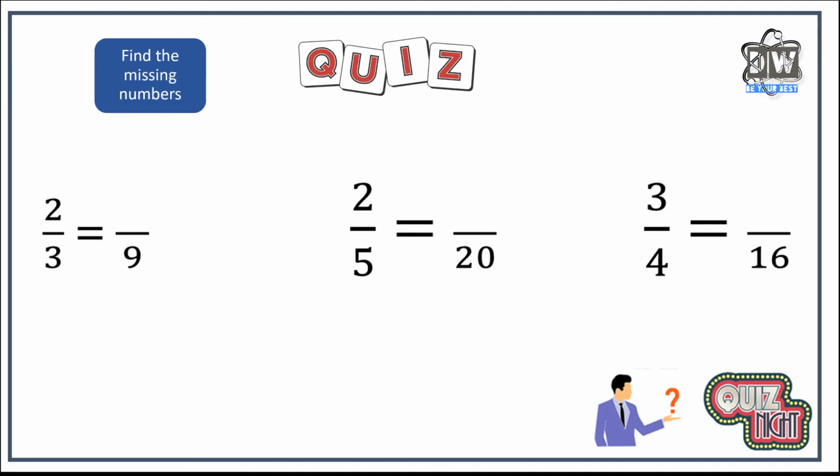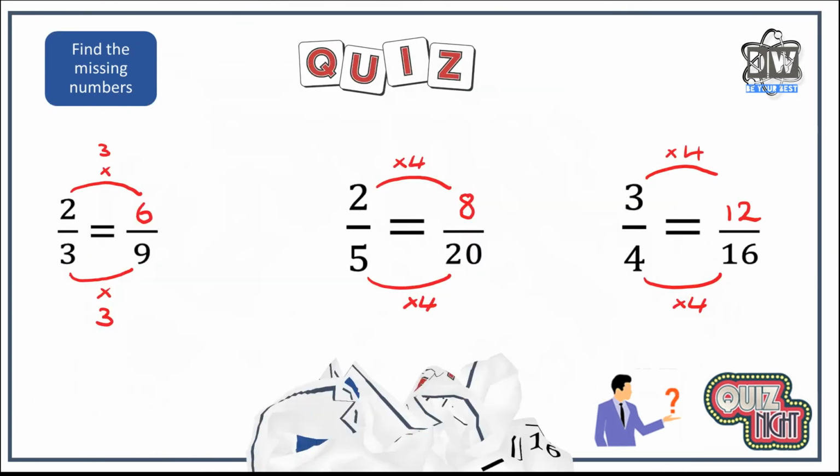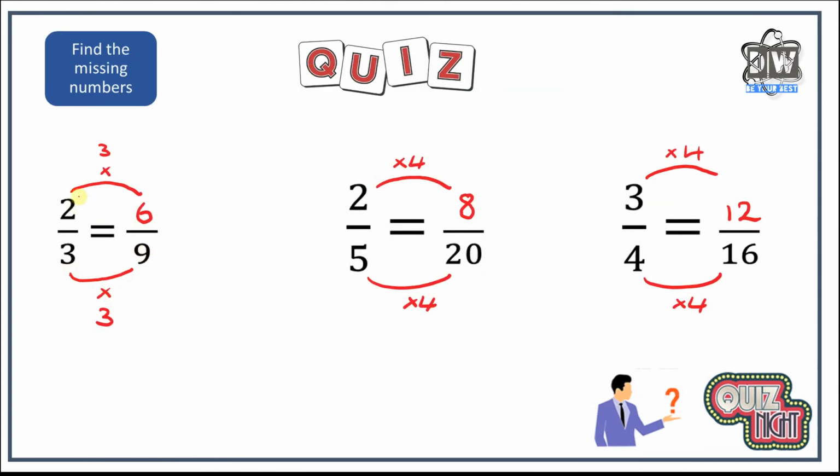Okay, so here goes the answers, everyone. We can see here on this one, we times it by 3. So I've got to times this one by 3 to get it to 6. What did I do here? I times it by 4. So I times the top one by 4. What did I do here? I times 4 by 4 to get 16. So I times the top one by 4 to get to 12. And that is it. That is the screencast done and dusted.